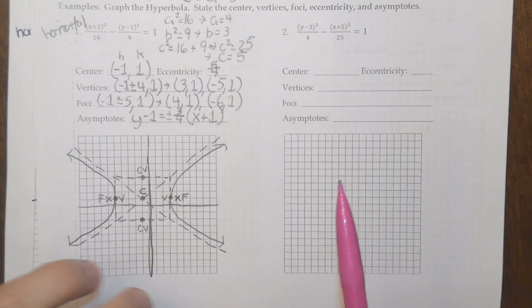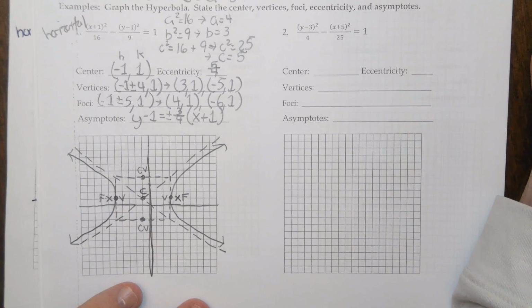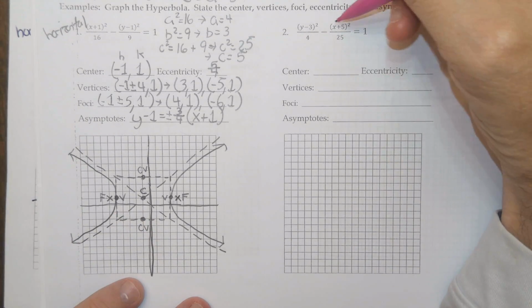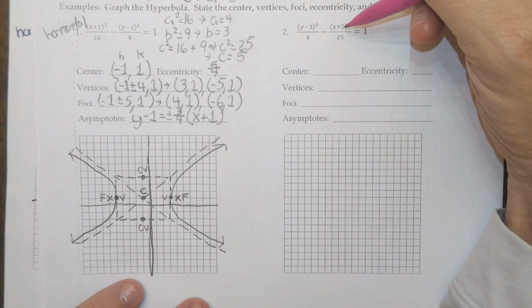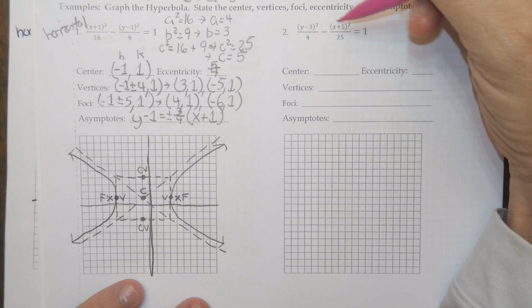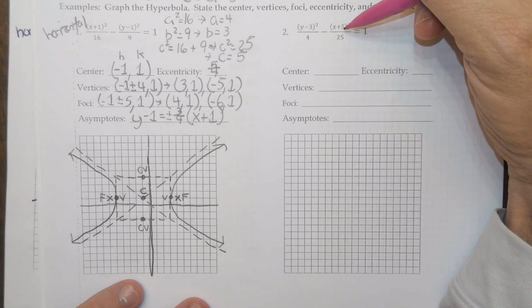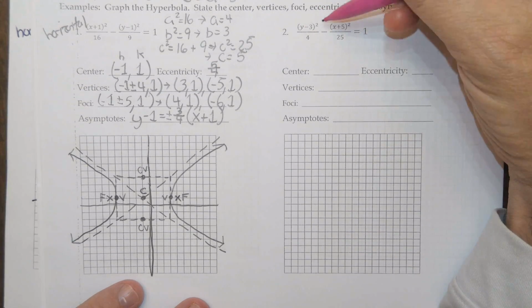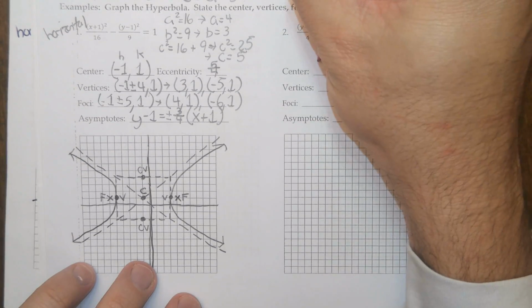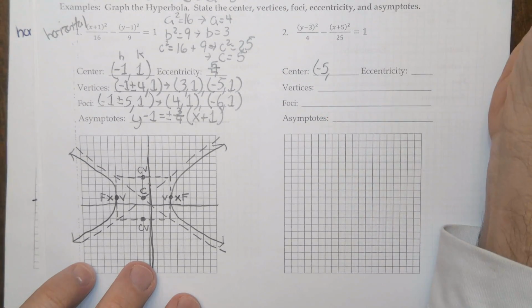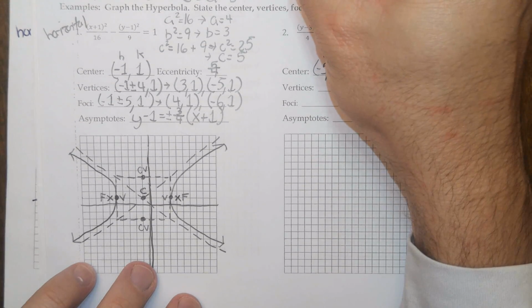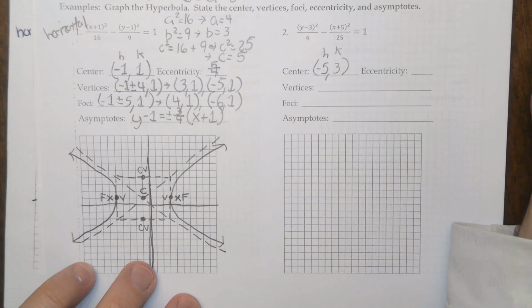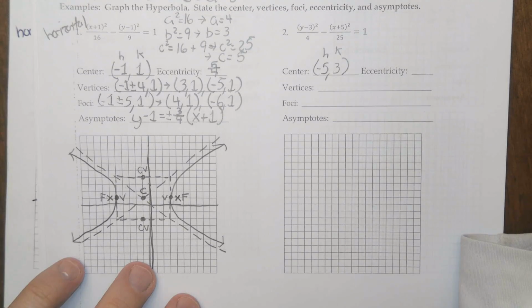Let's look at number 2 now. First off, what's our center? Again, remember, H is with X, K is with Y. Do not get confused here just because now Y is first, K is second. Remember, H is with X, K is with Y. So opposite of that 5 is going to be a negative 5. Opposite of that negative 3 is going to be a 3. Remember, there's H. There's K.